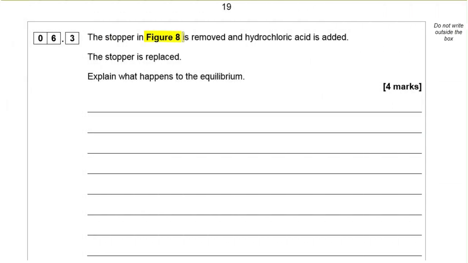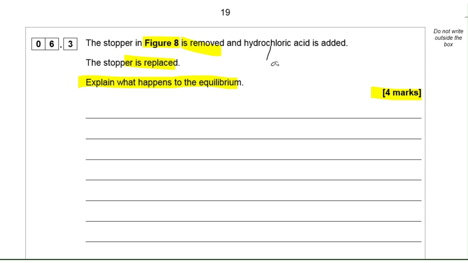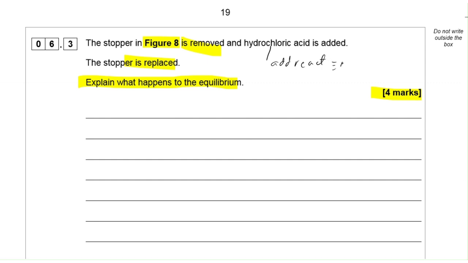6.3. The stopper in figure 8 is removed and hydrochloric acid is added. The stopper is replaced. Explain what happens to the equilibrium for 4 marks. So when you add a reactant to an equilibrium, the equilibrium will shift towards products. So therefore, the equilibrium is shifting towards the right-hand side. So if the equilibrium shifts to the right, more product is made.